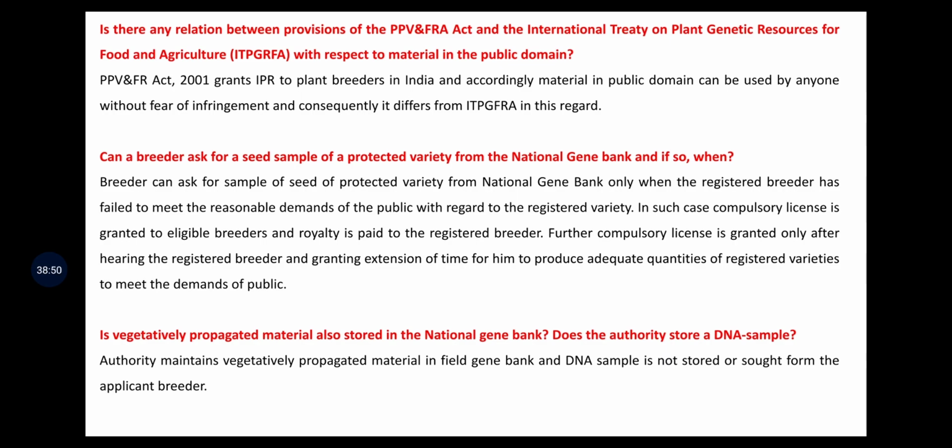Can vegetatively propagated material be stored in the National Gene Bank? Does the authority store a DNA sample? Yes, the authority maintains the vegetatively propagated material in field gene bank. Remember, for maintaining vegetatively propagated plants, field gene bank is there, and DNA sample is not stored or sought from the applicant breeder.